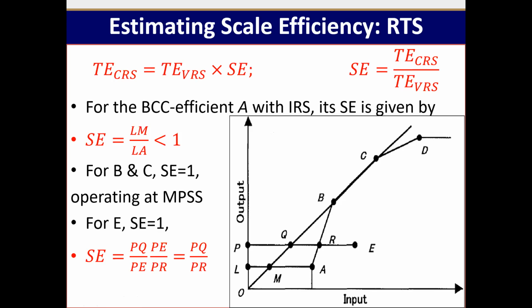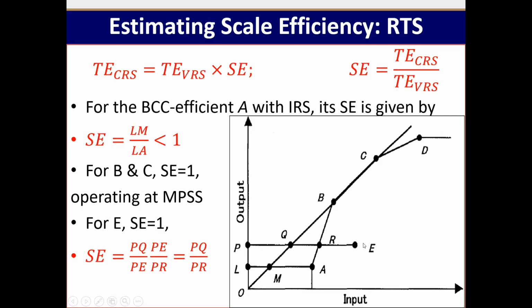Now, look at firm E. It's very interesting. It is not on the line, but it can exhibit scale efficiency equal to 1. Go and use the principle. If you have to calculate the constant returns for E, the constant returns for E will be PQ divided by P.